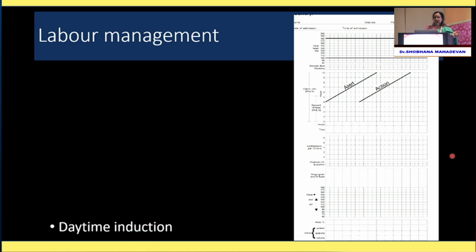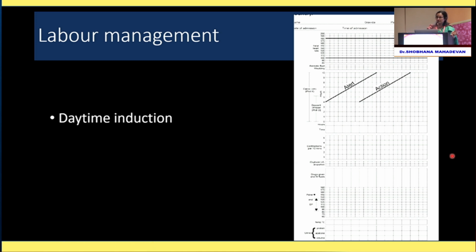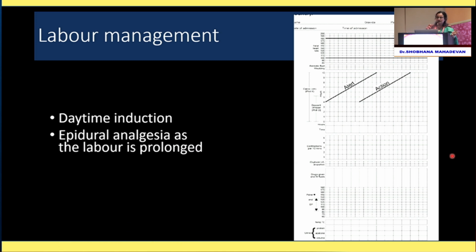Now, labor management: again, induce them during the daytime when the senior personnel are available. Use epidural analgesia as this labor is likely to be prolonged. The age-old tradition of using the action and alert line, though it cannot be literally followed, definitely gives us an indication that the labor is tending to get tardy.